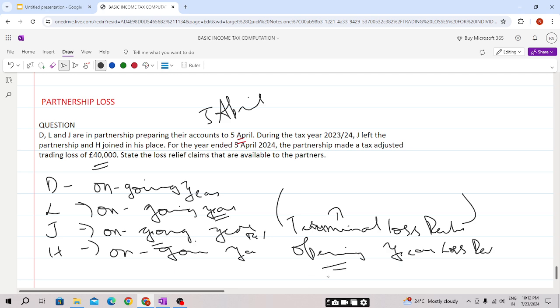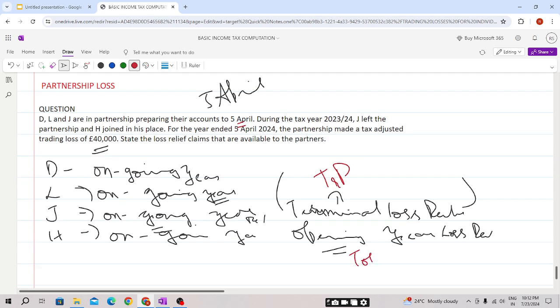When coming to the opening years, it can be set off against total income. For terminal, it was trading profits. Here for opening, it is total income, and on a FIFO basis, first in first out. Opening year rules apply if an individual incurs a loss in the first 4 tax years of starting his business.